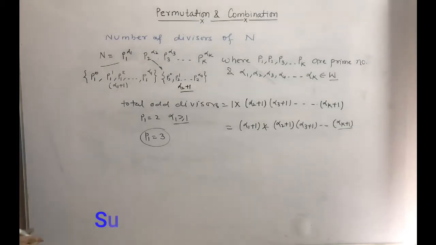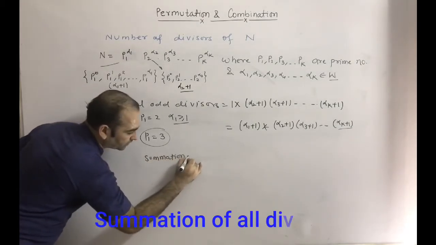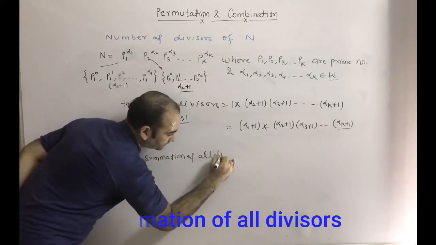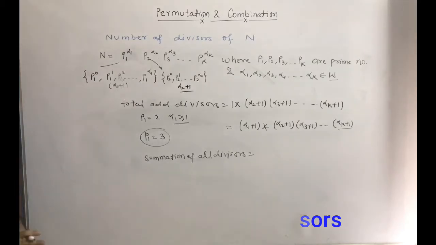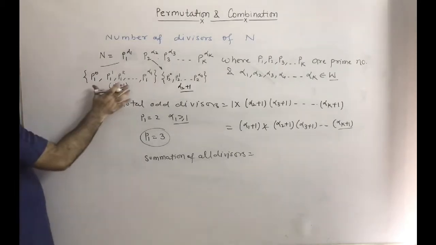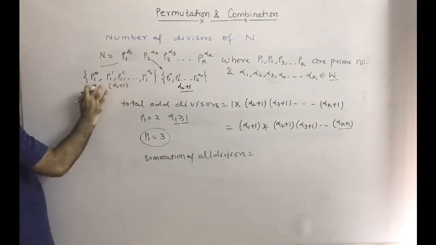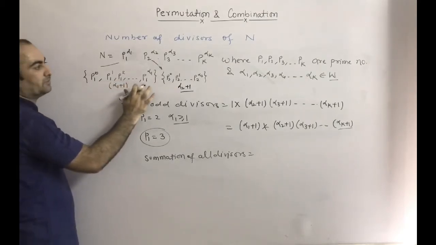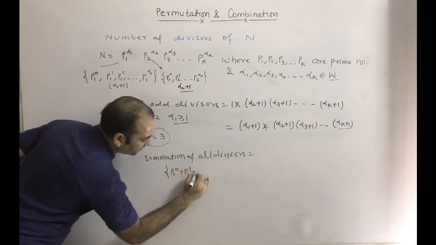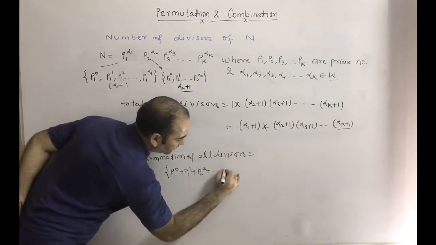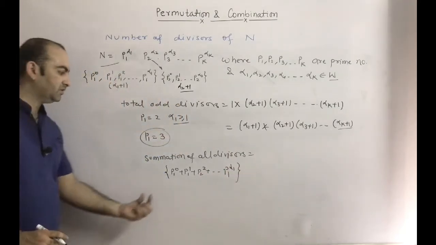Now if you want to find the summation of all divisors, we have to add the summation of all the possibilities of P1. So all the possibilities of P1 are P1 power 0, P1 power 1, P1 power 2, and so on, up to P1 power alpha 1. So we have to add P1 power 0 plus P1 power 1 plus P1 power 2 plus and so on, up to P1 power alpha 1.